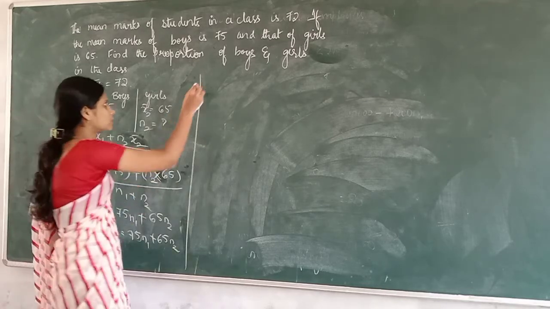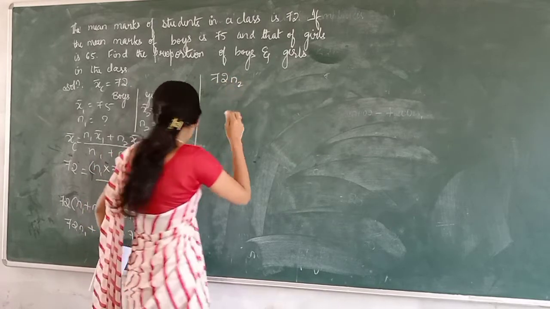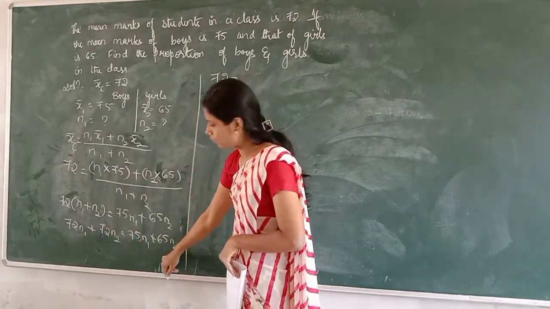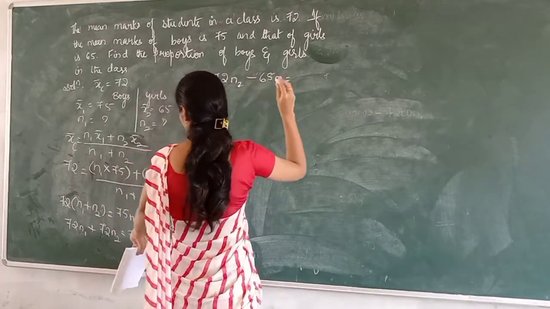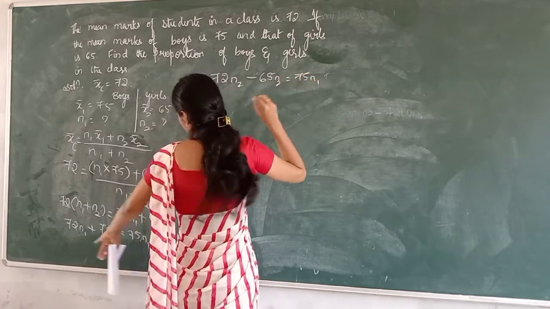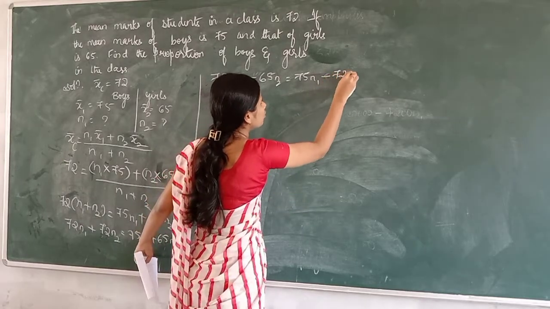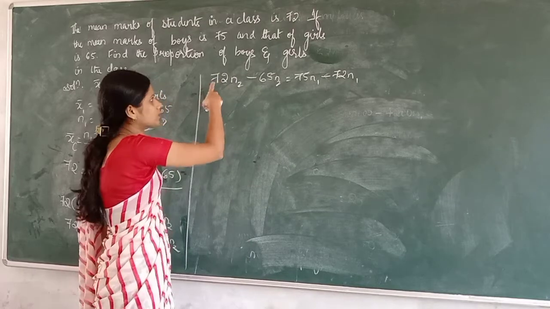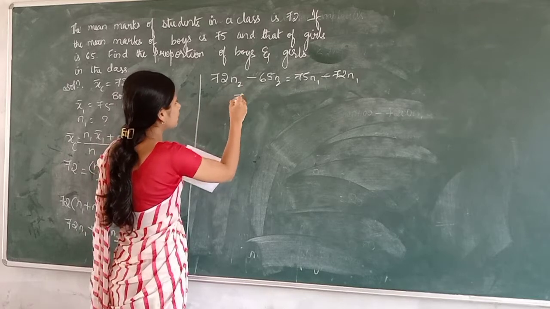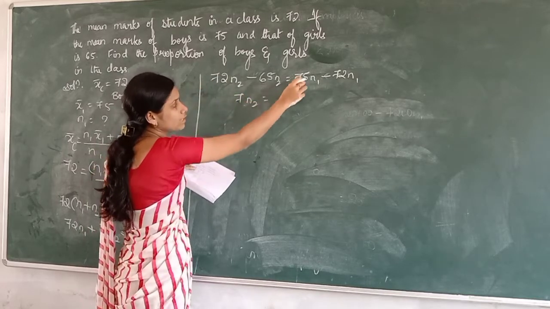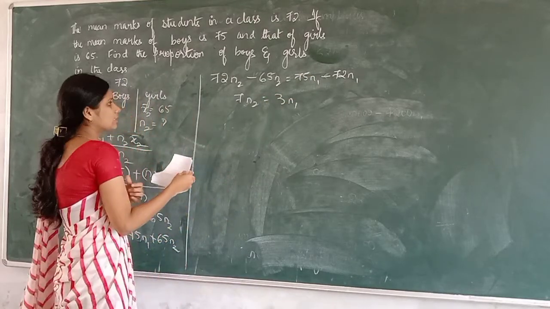So let us solve this. First of all, we keep 72 N2 as it is. The 65 N2 we take to the left hand side, so it becomes minus 65 N2, equal to. This 75 N1 will be as it is. The 72 N1 will be brought to the right hand side, so it becomes minus 72 N1. Now we have to simplify this. 72 minus 65 is 7, so 7 N2 is equal to 75 minus 72, which is 3 N1. So this is the simplified form.